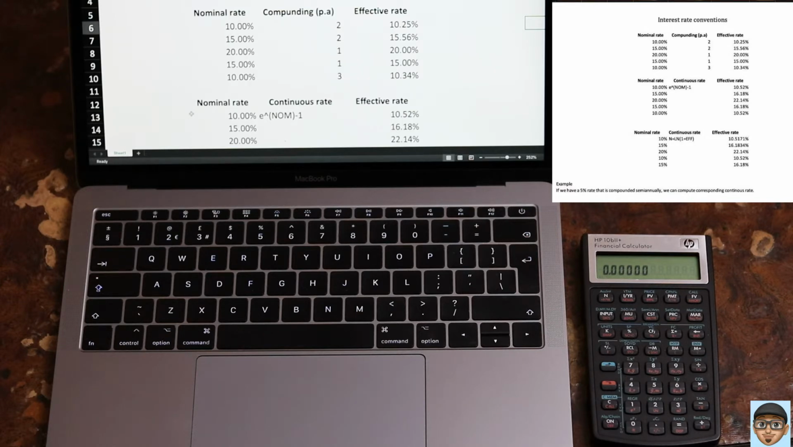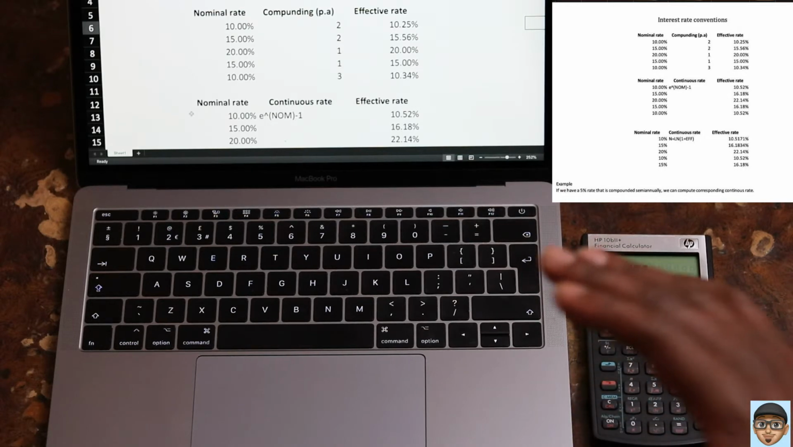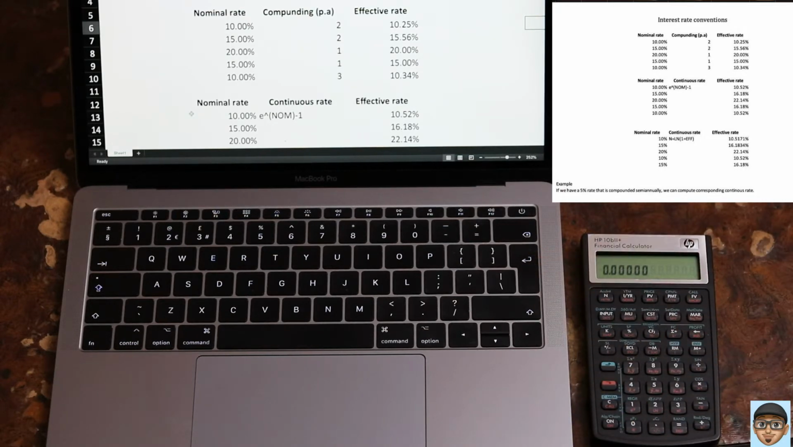Now let us turn our attention to the calculator. We are going to use these functions in orange as you see on the screen on the calculator. It is a very easy calculation that you shouldn't struggle with in the exams or any daily use. The example that we have on the screen uses 10% as nominal interest rate.